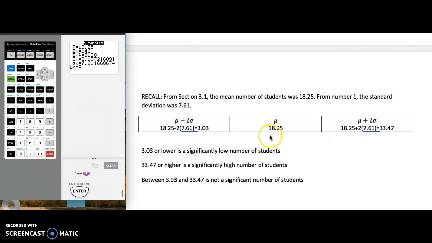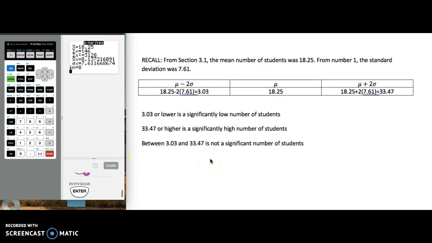So if we have a class with, let's say, 7 students, 7 falls in between 3.03 and 33.47, so that's not a significant number. If we have a class with 37 students, that's above the 33.47, so that's a significantly high number of students. And if we have a class with only 1 student, that is below the 3.03, so that is a significantly low number of students.